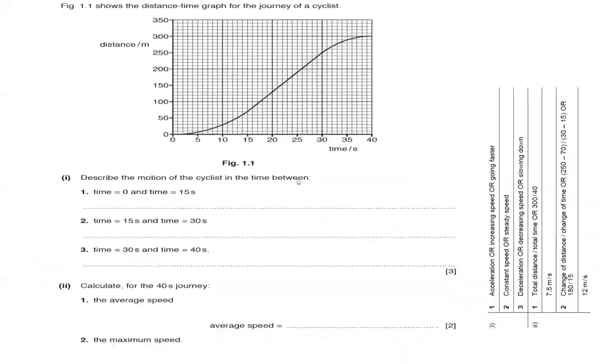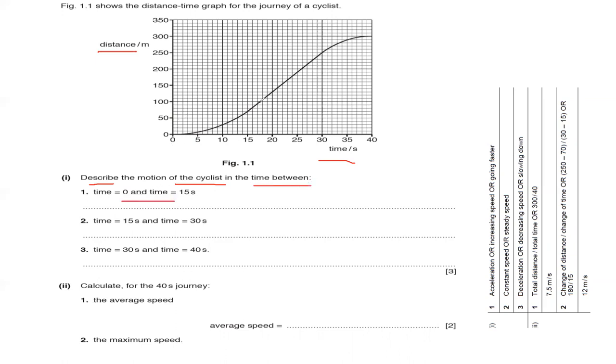Okay, moving on to another question. It's a distance-time graph, and I told you when a distance-time graph is there, we normally use the terms speed and acceleration. So in the question, the first part: describe the motion of the cyclist. This is a distance-time graph for the journey of a cyclist. Describe the motion of the cyclist in the time between 0 and 15 seconds.